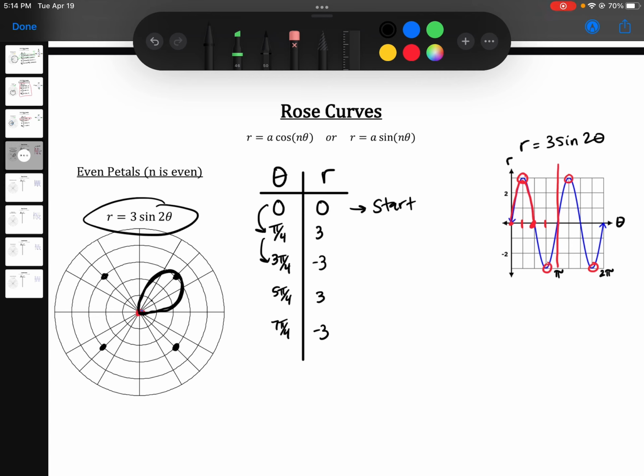Then we're going to go to the 3 pi fourths one, which is, remember, the negative angle. So that's actually over here in the 4th quadrant. And then once again, it goes back to 0. Then we go to the one at 5 pi fourths, which would be back over here in what we consider the 3rd quadrant in the rectangular plane. And then go back to 0. And then the last one, go back to 0. Sweet.